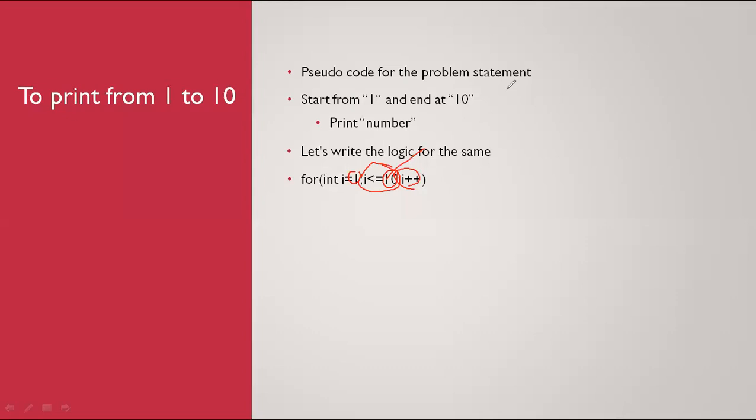So this is the logic where we're going to print the i value every time. Every time, the i value will get incremented and it will print i. So this is the program we're going to use to print numbers from 1 to 10. We know where it has started and where it should end, and then we print i.